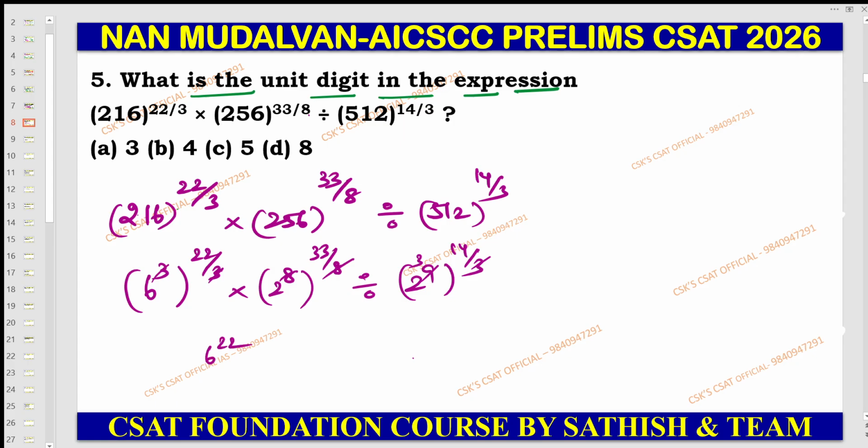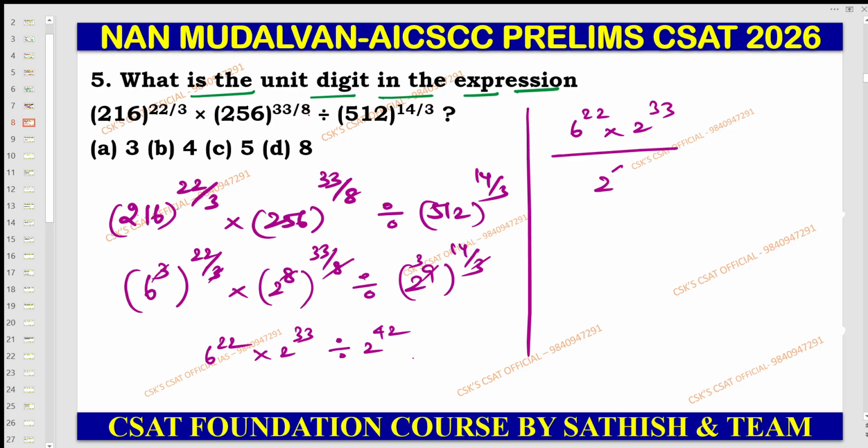So 6, you are applying the laws here, right? 6 power 22, 2 power 32, divisible by 2 power 42. Now 2 power 33 by 2 power 42. I am able to reduce the power here, 9. So now it becomes 6 power 22 by 2 power 9.